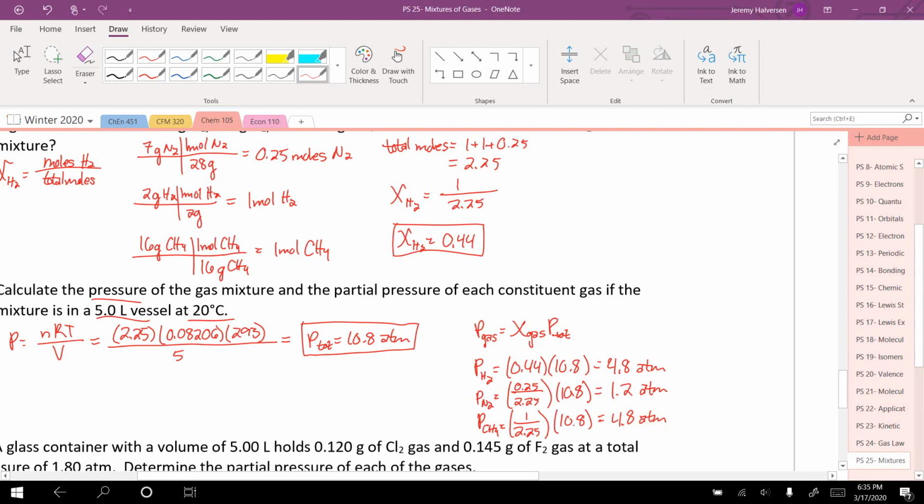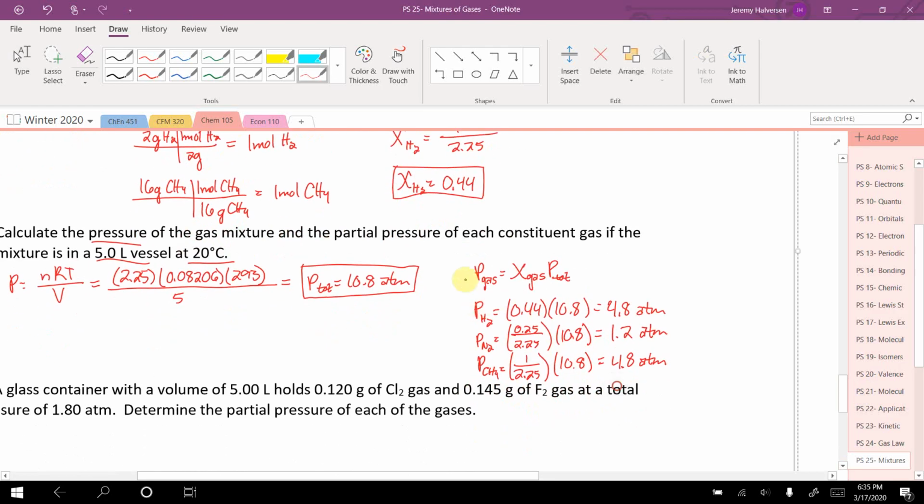Now we can check, now that we've gotten all the partial pressures, what should they add up to? Should add up to the total pressure, and sure enough, 4.8 plus 4.8 plus 1.2 gives me 10.8. Okay, so there are my partial pressures of each thing.